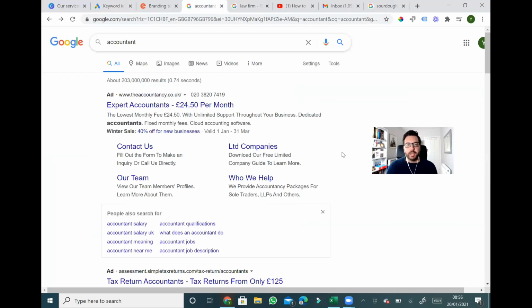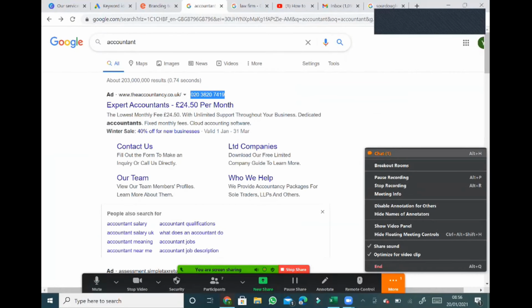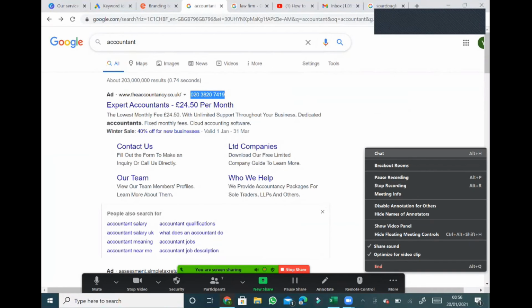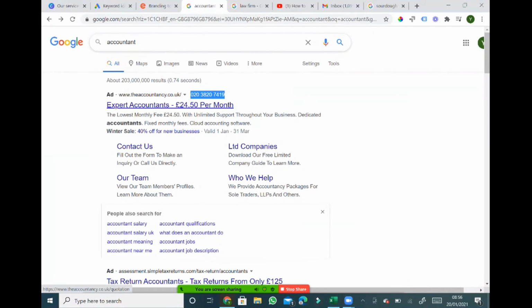Now, this is a nice advert because it's got the phone number that you can put on there, so you could use that phone number without even clicking on the advert. So we've then got the offer, £24 per month. And then if we click on this, this is what we mean by the ecosystem of it.